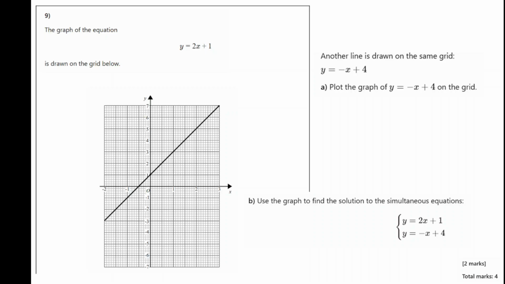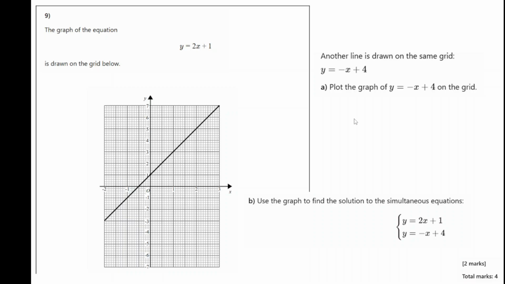Question number 9. The graph of the equation y equals 2x add 1 is drawn on the grid below. Yeah, we can see that. Another line is drawn on the same grid. y equals negative x add 4. Plot the graph of y equals negative x add 4 on the grid.